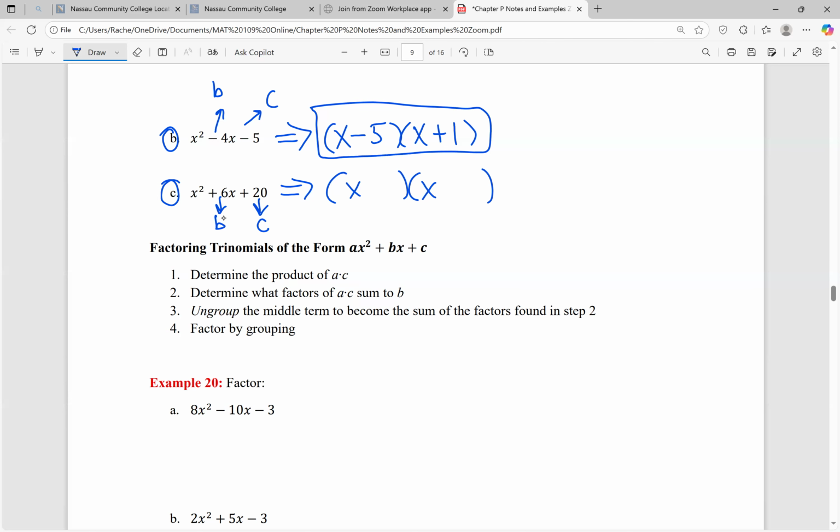So since there's no factors that multiply to 20 and add up to 6, we say that this polynomial is prime, which means it's not factorable. So if we have a polynomial that can't be factored, we call it prime.